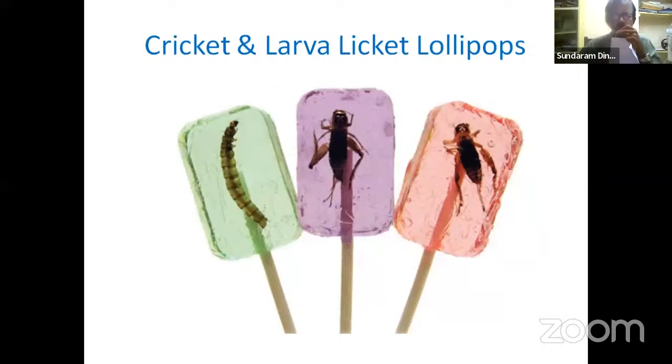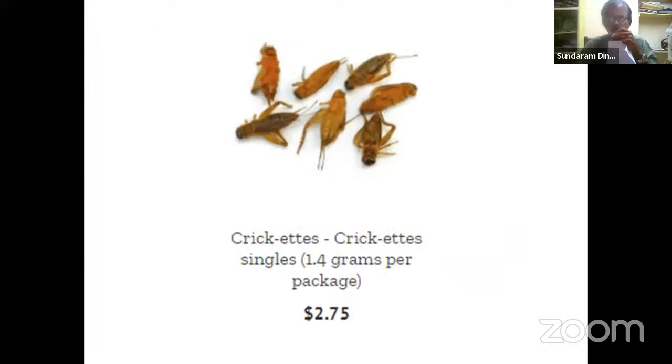So these are all cricket and larva lollipops. Lollipops are available and crispy. They have been in practice. People are consuming this kind of lollipops. So the first one is the larva lollipop, and the remaining two are cricket lollipops. And cricketies, that is a food item.